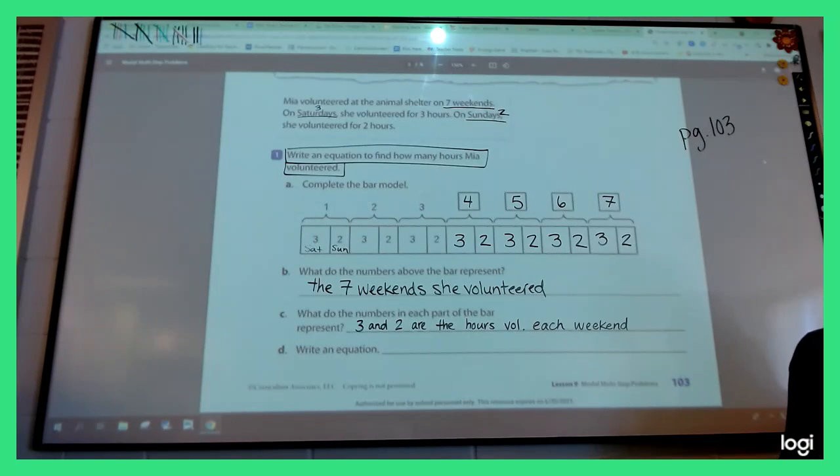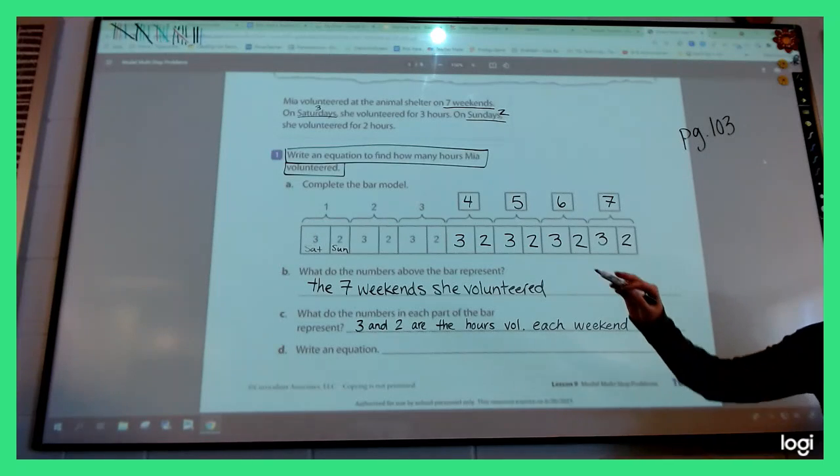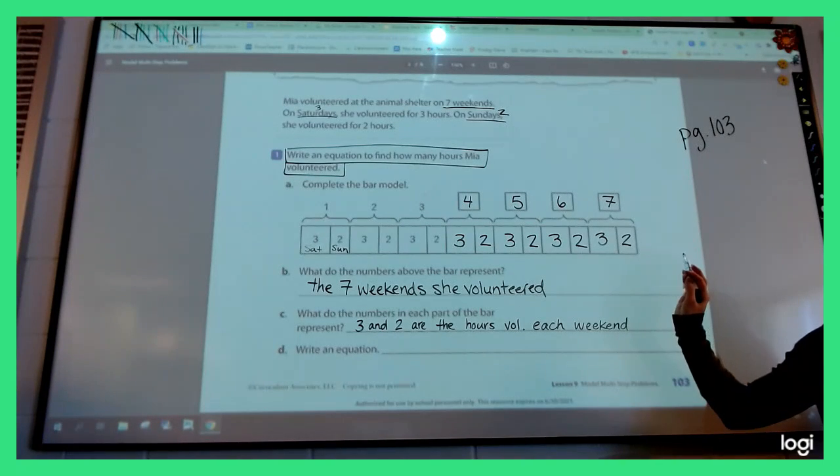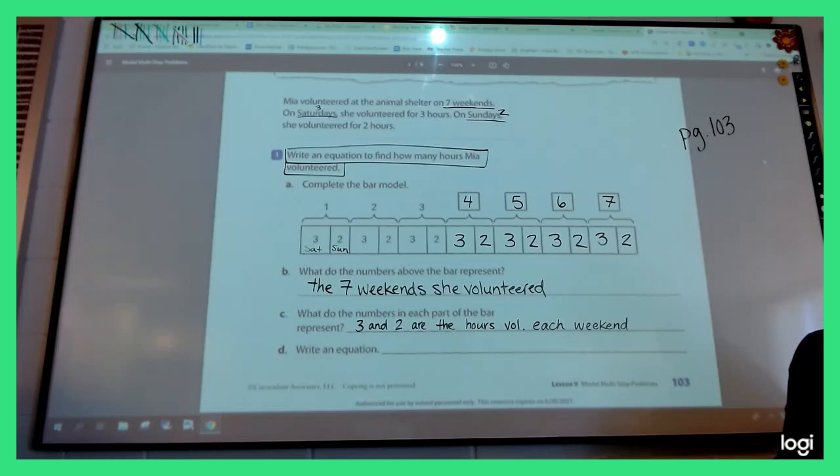All right, and we need to write an equation. Remember, when you write math equations, sometimes there's many ways you can write it. So everyone start thinking. We want to know the total number of hours she worked. She worked for 7 weekends, and each weekend she worked 3 hours and 2 hours. So, who knows how we start? We're going to have to start by putting something in parentheses first. Hayden, what do you think?